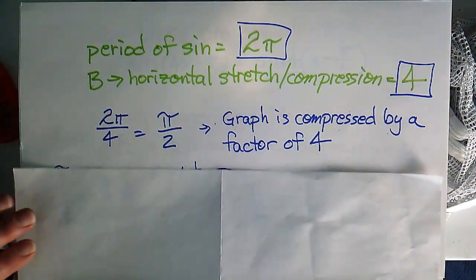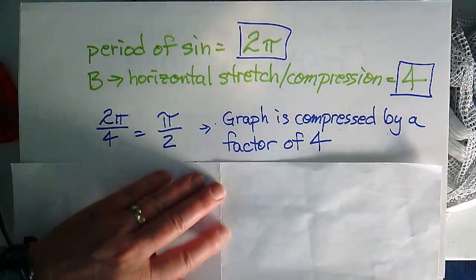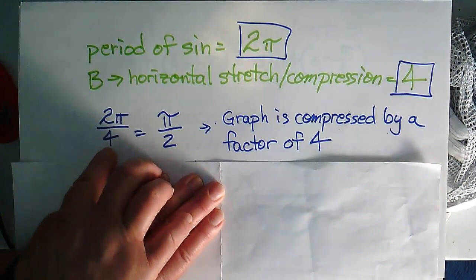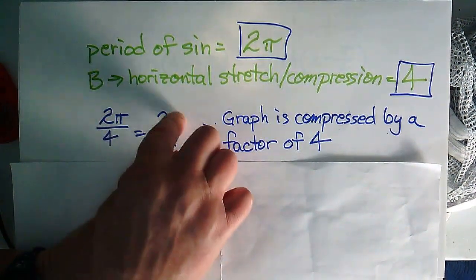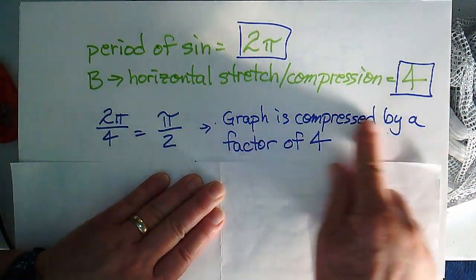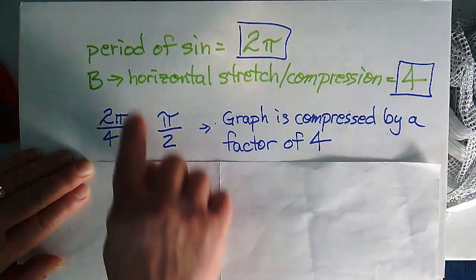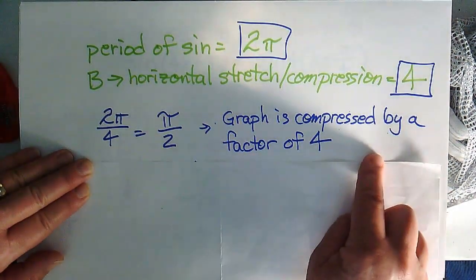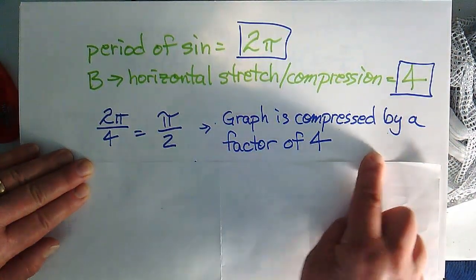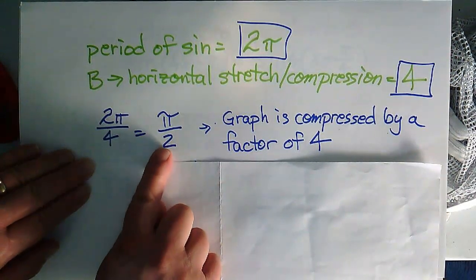Okay? So the point is 2 pi divided by 4 equals pi halves. So the graph is compressed by a factor of 4. So instead of taking 2 pi to travel around to form a sine curve, your sine curve is going to be completed in pi over 2.